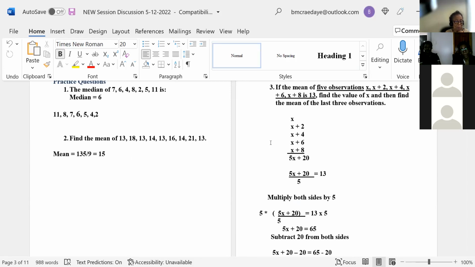But you apply the same rule. Add up your items, divide by the number of items, except when you add up your items here, you get a variable, a number, and a variable, and a number. The number of items is 5. The mean is given as 13.